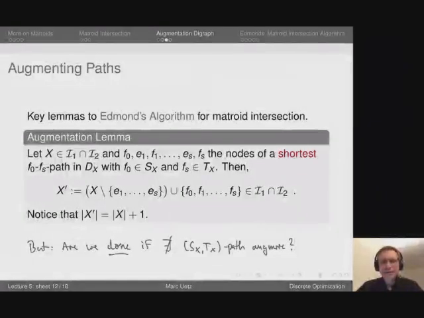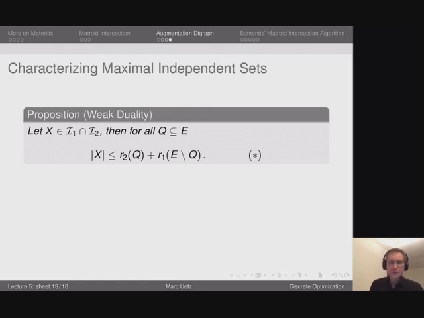So we would need a theorem that says the following. We have a maximal independent set in both matroids if and only if this directed augmentation graph does not contain a path from Sx to Tx anymore. That's what we would need. And to get there, we have to take a little detour, and that is again going to be a very nice duality insight that is even interesting in its own right. Okay, so here's the proposition, and I call it weak duality here.